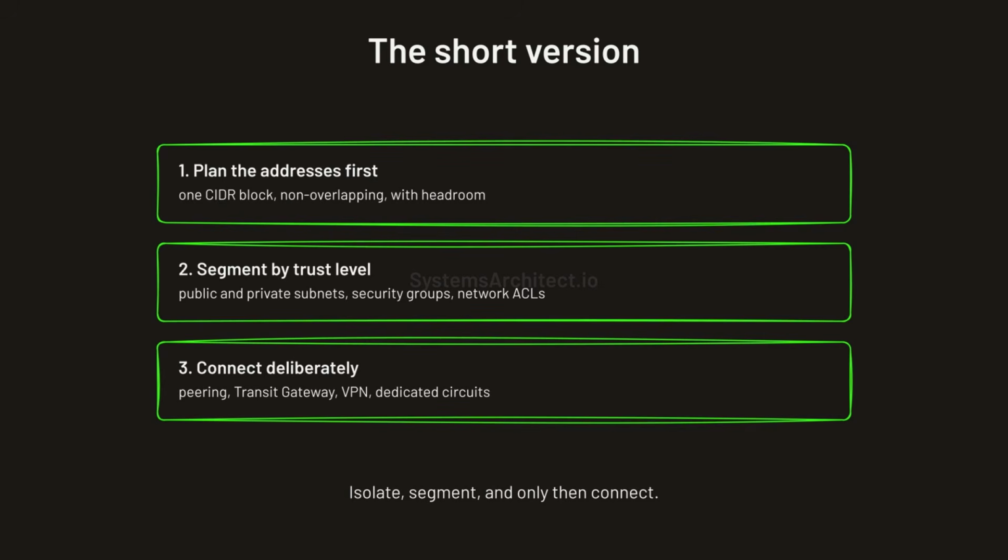A VPC is your isolated network in the cloud, defined by a CIDR block and divided into public and private subnets across availability zones. Route tables, gateways, security groups, and network access control lists decide what moves where. Peering, transit gateway, VPN, and dedicated circuits connect it outward. Plan addresses carefully, segment by trust level, and add complexity only when the organization actually demands it.